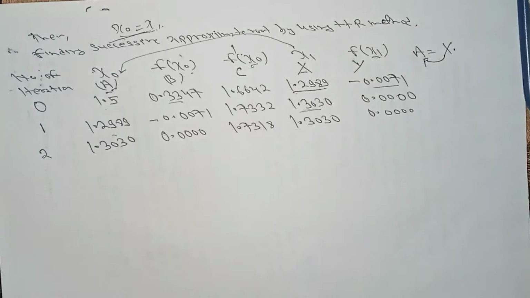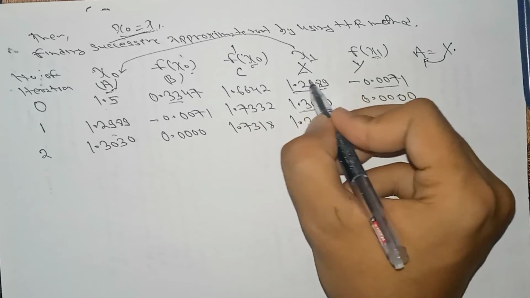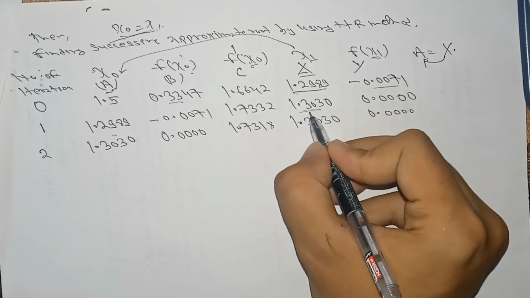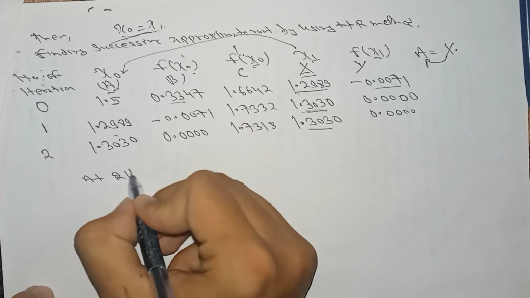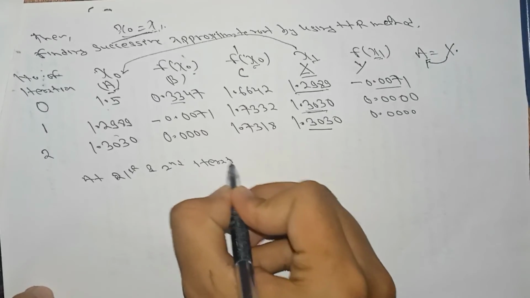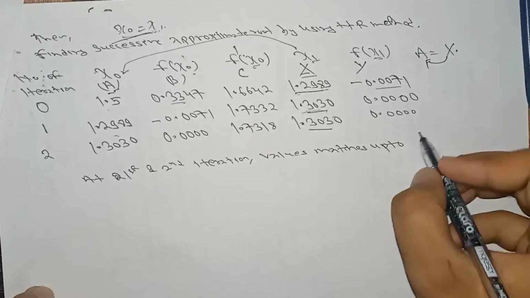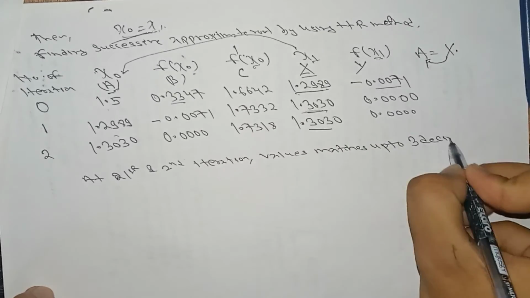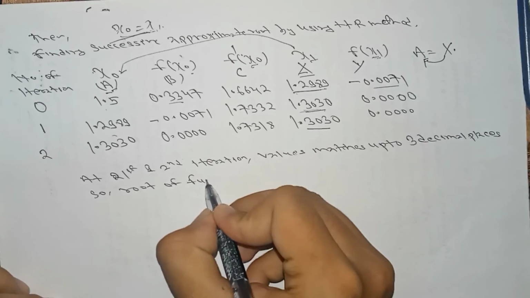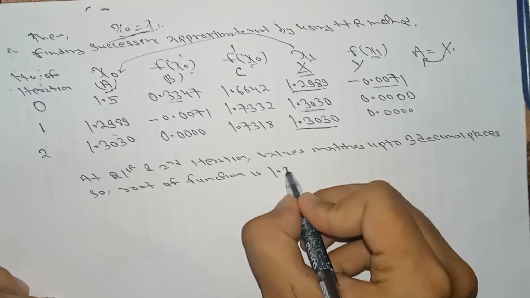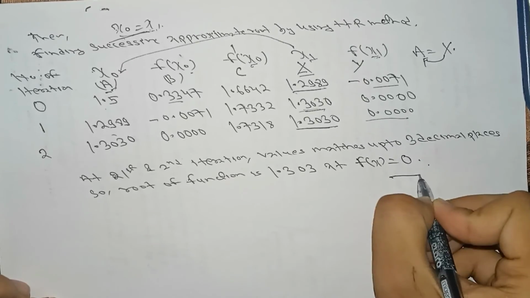As the question asks for up to 3 decimal places, and here in the question x1, you can see the terms match up to 3 or 4 decimal places, 1.303. So the first and second iteration values match up to 3 decimal places, so the root of the function is 1.303. Here we have obtained the function value f of x as 0, so in this way we can obtain the solution.